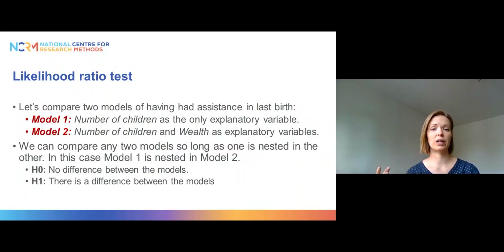So how does this work? Let's take a simple example with model 1 with the same Ghana example. In model 1, we just have number of children as an explanatory variable. And in model 2, we have number of children and wealth as explanatory variables. And in a likelihood ratio test, we are testing the following hypothesis. The null hypothesis is that there is no difference between the models, and the alternative hypothesis is that there is a difference between the models.